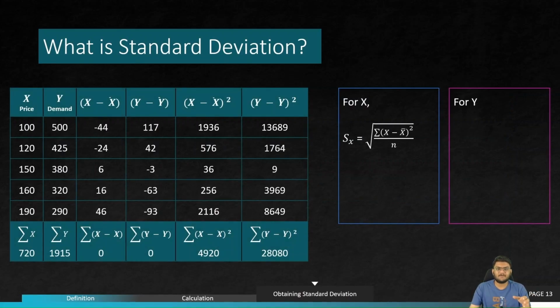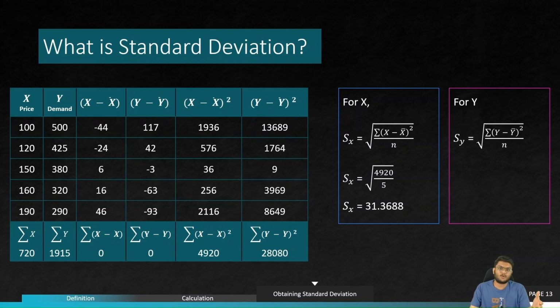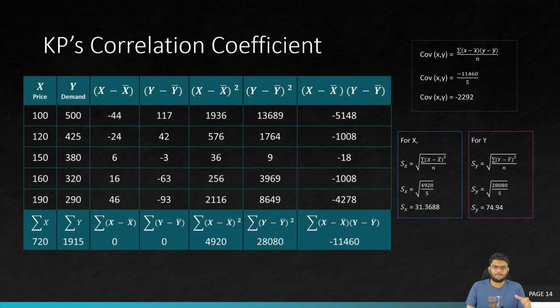Now let's obtain standard deviation using that. For x, the standard deviation is equal to under root sigma (x minus x bar) square upon n, that is under root 4920 divided by 5, and the final answer will be 31.3688. For y, standard deviation is equal to under root sigma (y minus y bar) square upon n, that is 28,080 divided by 5. So the final answer will be 74.94. Here, the higher standard deviation indicates the widely spread data, while the lower standard deviation indicates the data is less spread. So we have obtained the covariance, which is the top portion of the formula, and the standard deviation, which is the bottom portion of the formula.